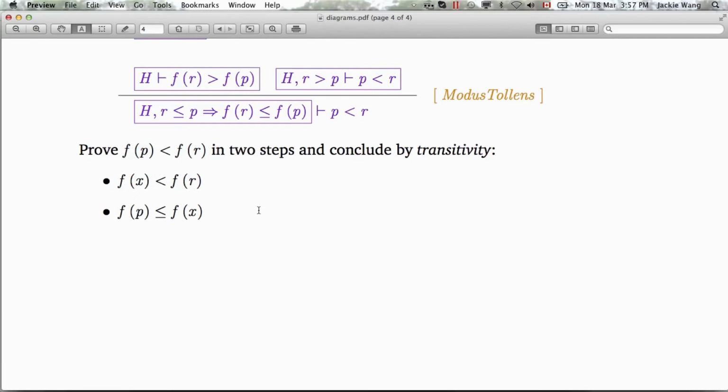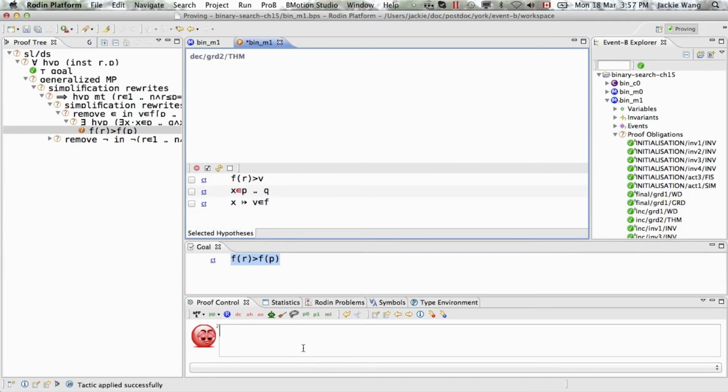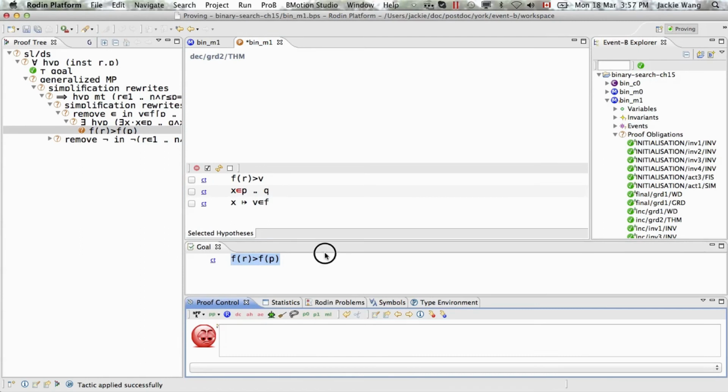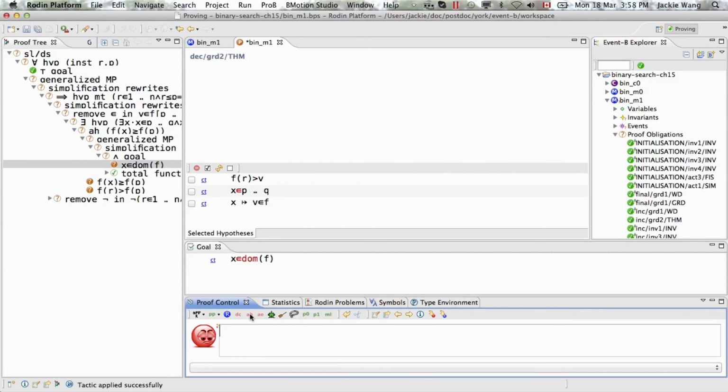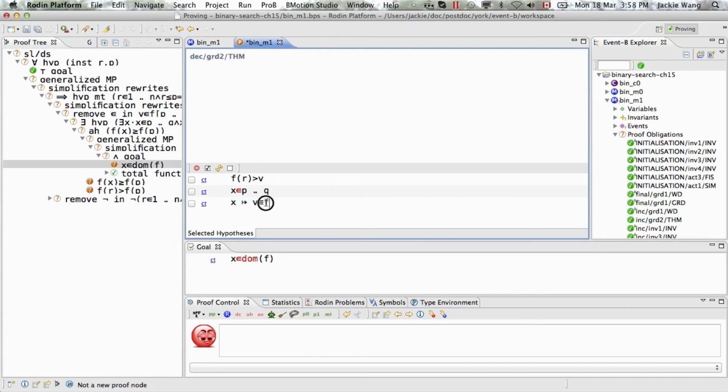So let's go back to Rodin. And what we have to do is to say, okay, again, to prove that f of r is larger than f of p, we have to add some intermediate theorem. So we say f of x is greater than or equal to f of p. To add this as a hypothesis, AH over here. If we do that, let's see what remains to be discharged. First of all, x is in the domain of f. This is true because x maps to v is in f, which means f of x is equal to v. So x must be in the domain of f.